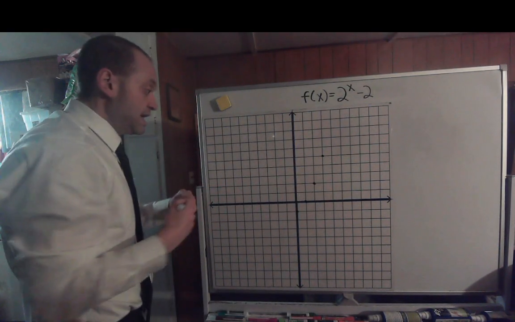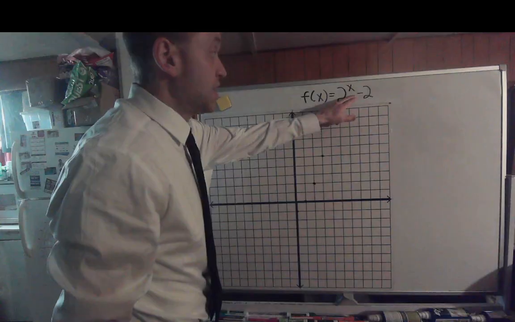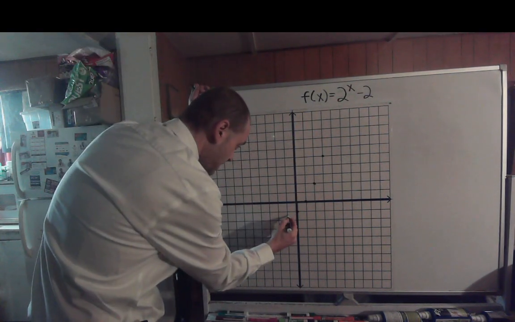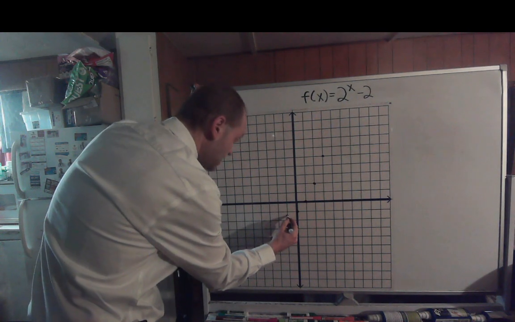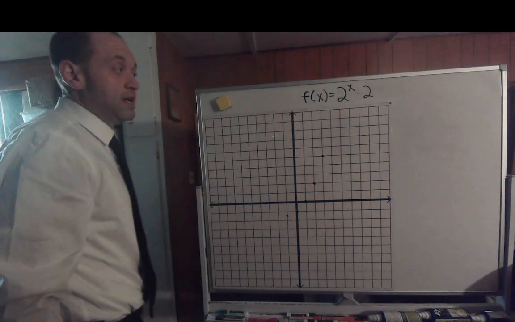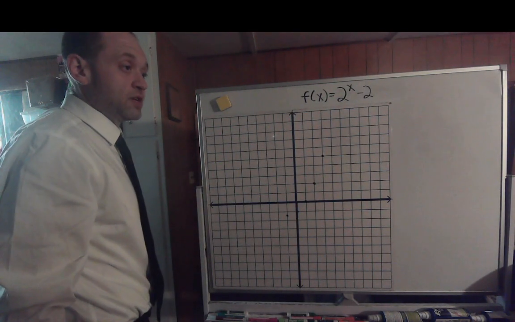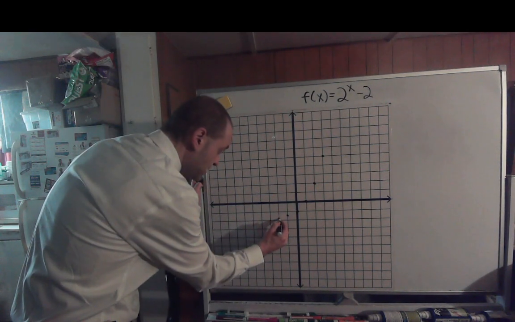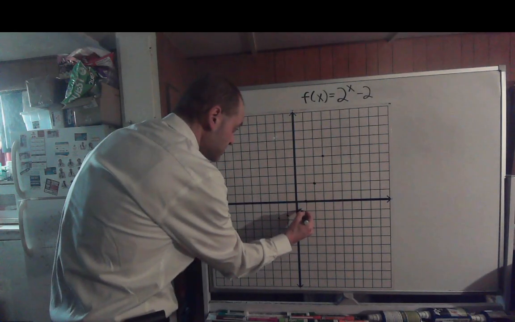Now let's put in -1 for x. That would end up giving me 1/2 minus 2. That'd be -1.5. Let's put in -2 for x. That would give me 1/4 minus 2. That would give me -1 3/4. So you should notice a pattern here.